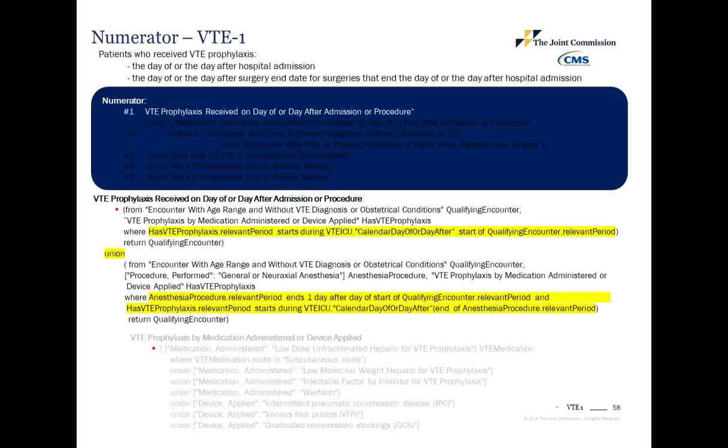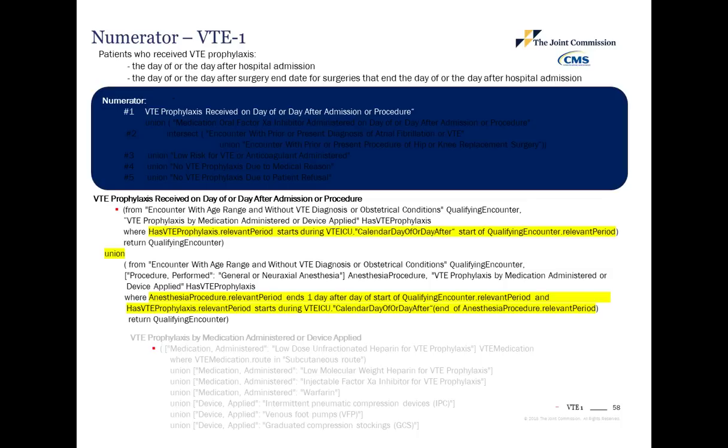Now, moving up into the next definition here in slide 58, we received several questions about this timing. The measure intent is looking for VTE prophylaxis to occur during an inpatient encounter. So the logic does not allow for prophylaxis to be given prior to the admission date time. With that said, there are 2 different timing conditions that are unioned together. So either timing condition will satisfy the numerator.